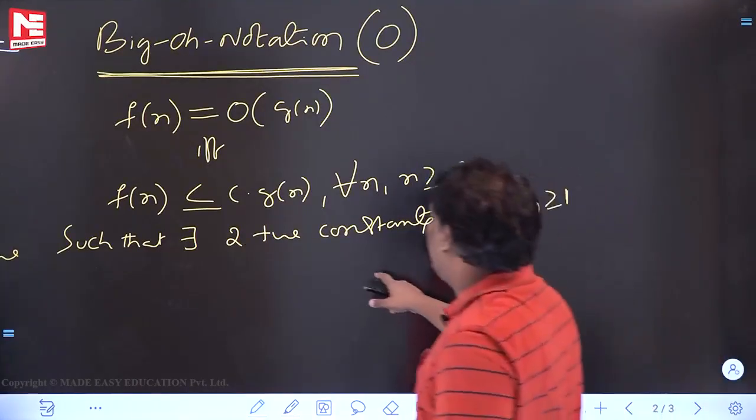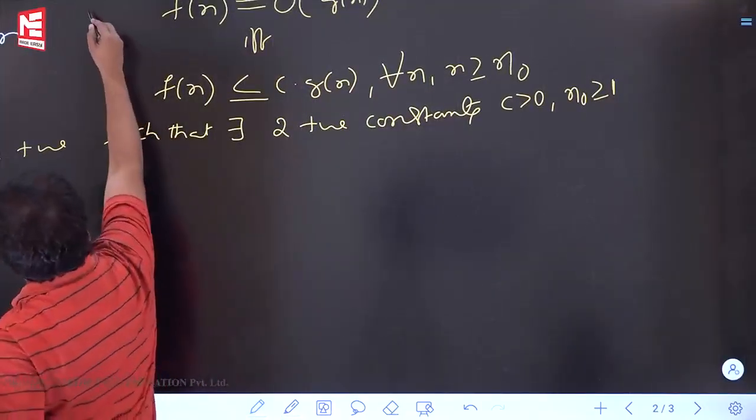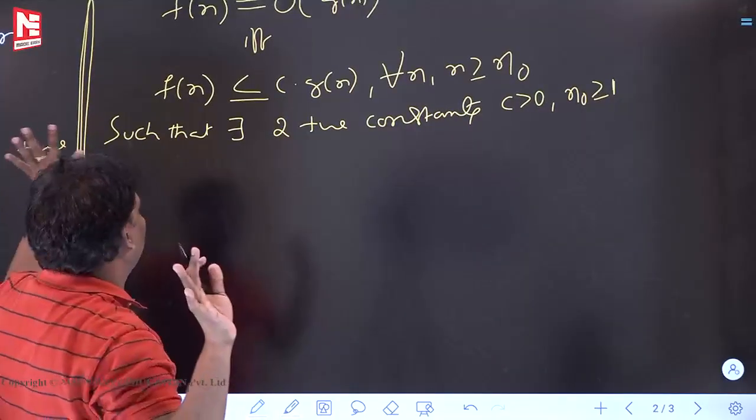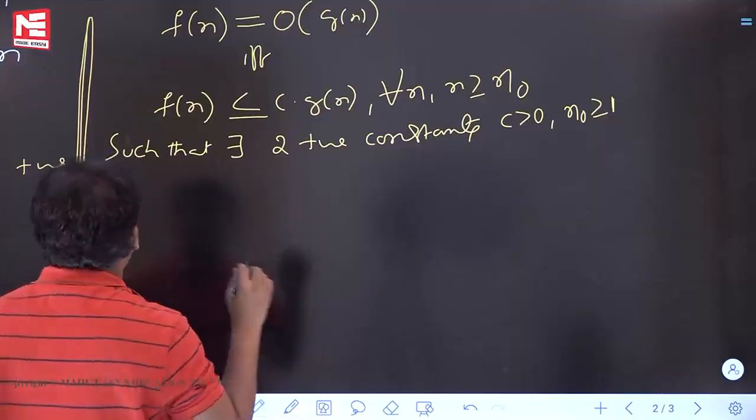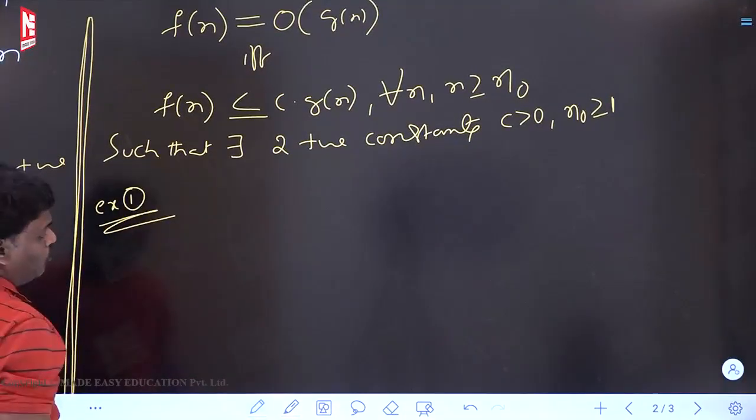Everything is fine now. Now I am giving examples one by one. Please be careful from now onwards. Until now, in asymptotic notation, I have not done anything, only written the definitions. Now I am starting. See the examples one by one. Carefully listen. From now onwards, please be careful.